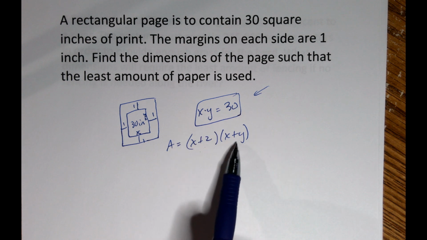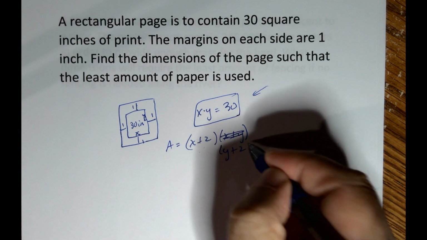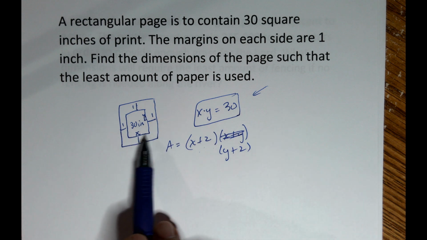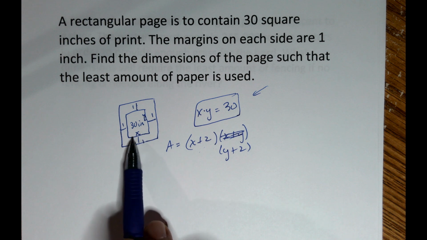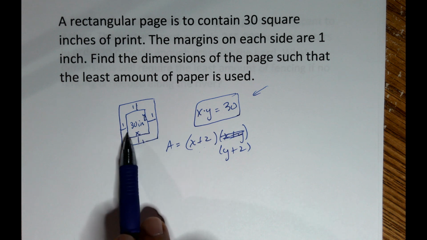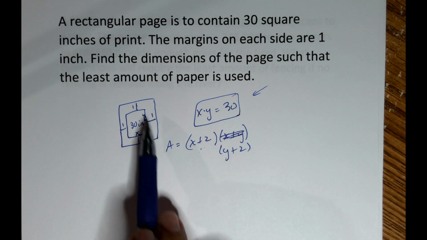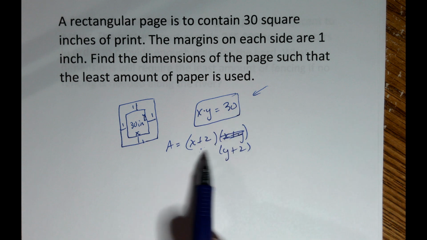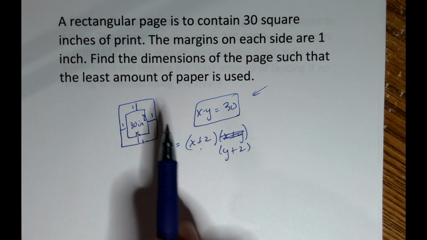Okay, and I wrote x plus y, and I don't know why. It's y plus 2. Why is it x plus 2, y plus 2? Remember, this way is x, and this way is y. If I go all the way across, I've taken into consideration these 1 inch margins. So it's 1 plus x plus 1, making it x plus 2. And going the other direction, it's y plus 2. So x plus 2 times y plus 2 is the area of the actual paper.